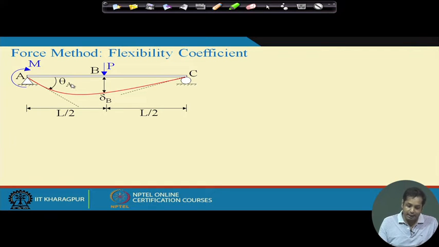So theta A, see, note here, in this problem we have not written theta AA or theta AB or delta. In this case it is not delta AB or delta BA or delta BB. When I write theta A, it is now cumulative action of M and P. When it is delta B, it is cumulative action, total action of M and P. So, theta A is the rotation at A due to both the forces, and delta B is the displacement at B due to their total action.